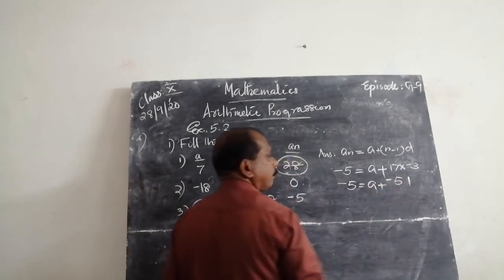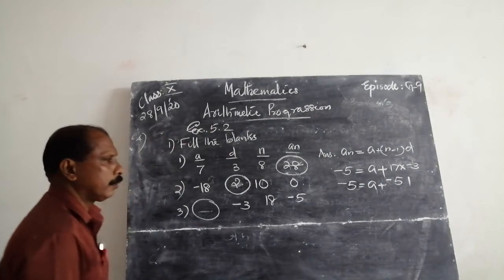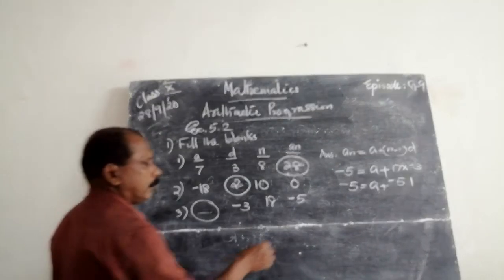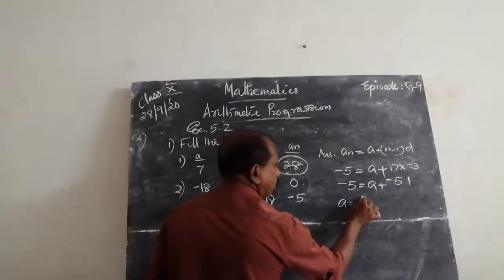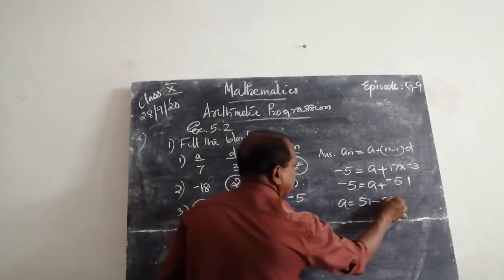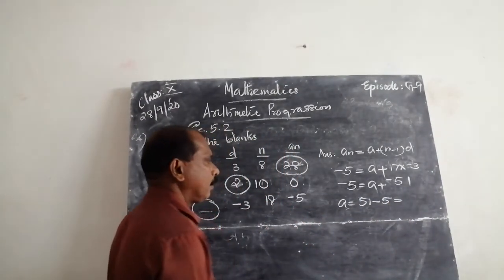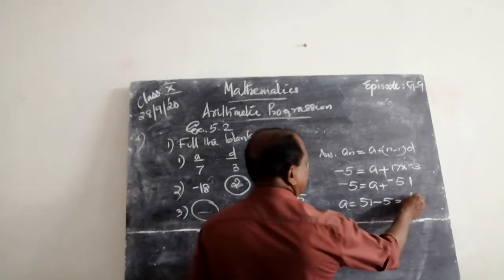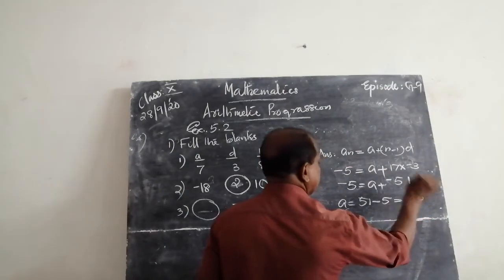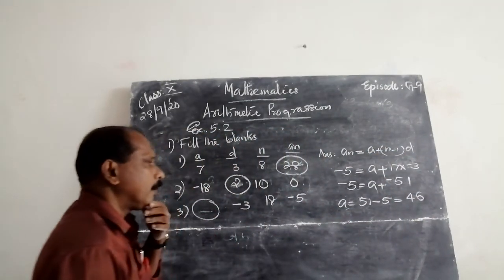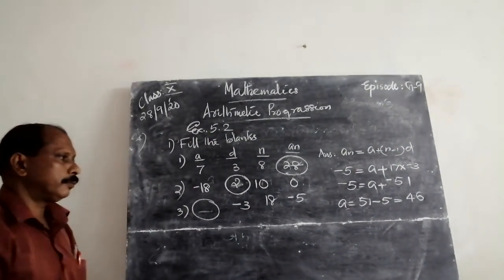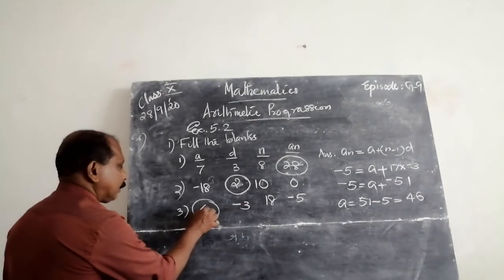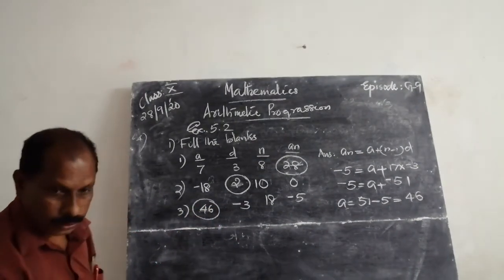That is 51. Shifting, minus 5 and 51. Therefore, A is equal to 51 minus 5. 51 minus 5 is 46. Therefore, A is equal to 46. Clear?